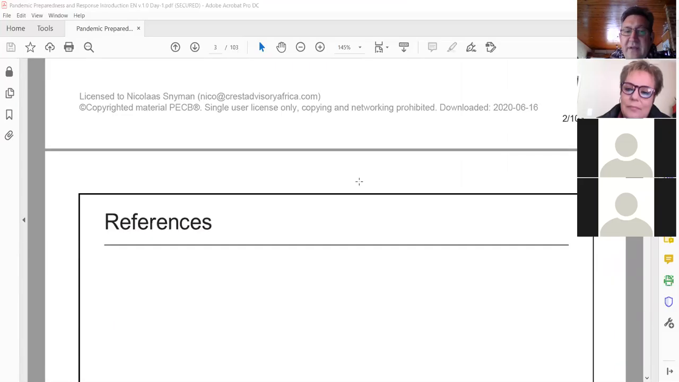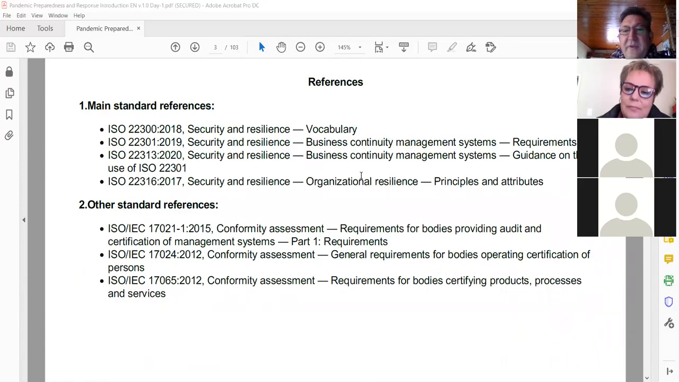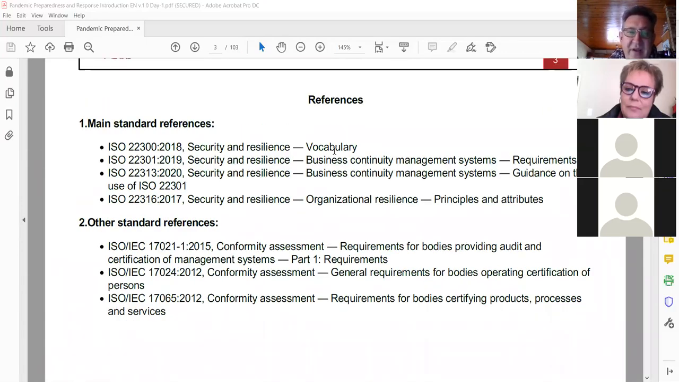Now, if you're looking at the references that we are going to be using, firstly, we are going to be using ISO 22300. That is the business continuity vocabulary. We are also using ISO 22301. That is the new business continuity standard that was issued last year. ISO 22313 of 2020. That is business continuity management system guidance to the use of ISO 22301.